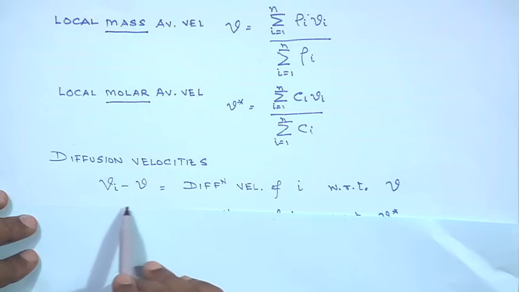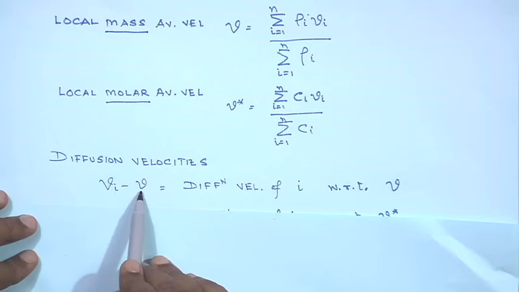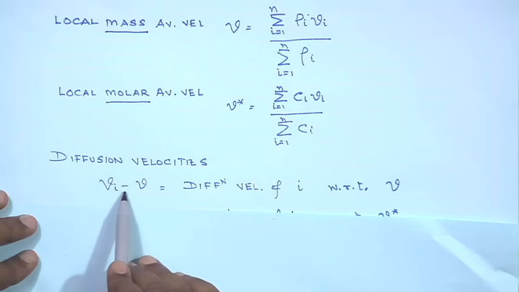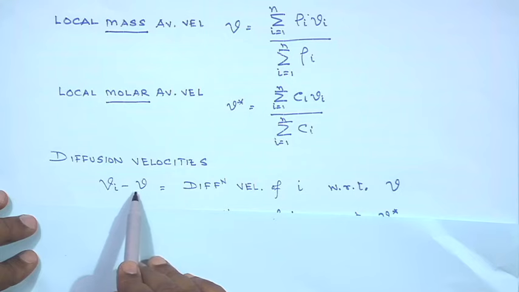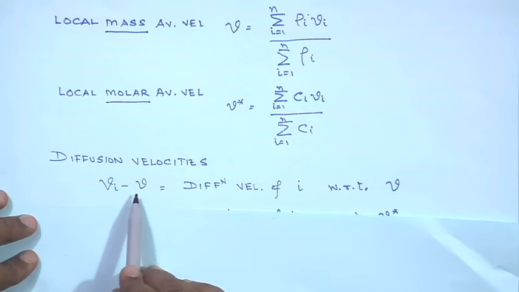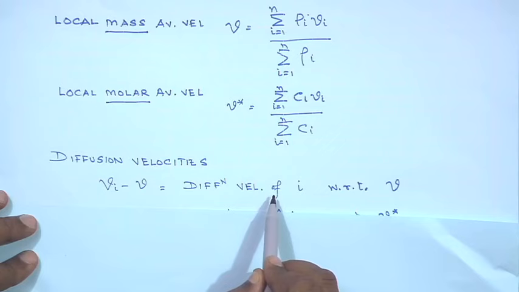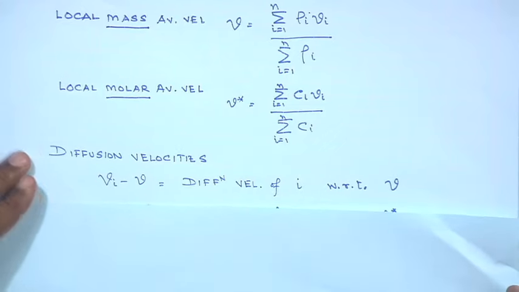So, the difference in velocity, the additional velocity that the ith component has over the mass average velocity, is termed as the diffusion velocity. So, v I, the velocity of the ith species minus the local mass average velocity, is termed as the diffusion velocity of I with respect to v.